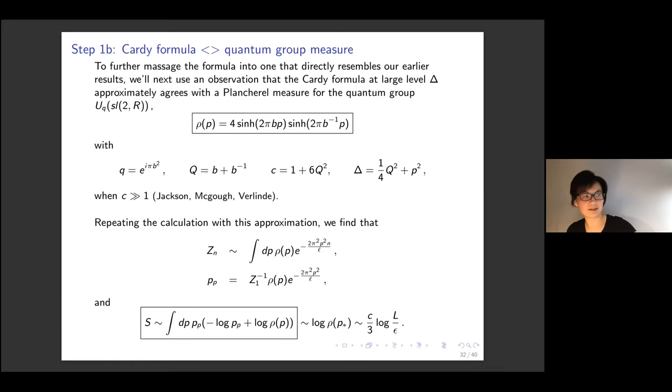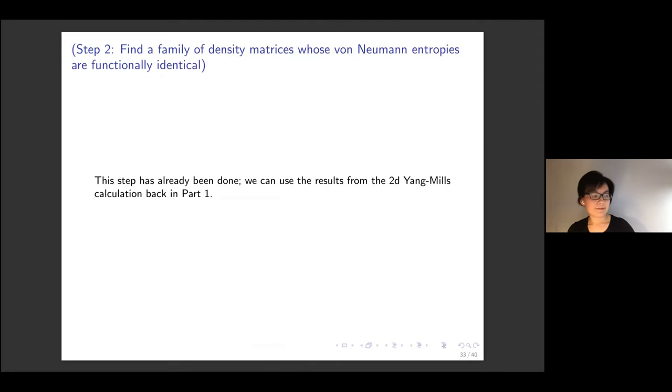So if we now repeat this open string channel calculation with this additional approximation, we get to the formula at the bottom, which is directly analogous to the one I found back in part one for vacuum JT gravity or for the 2D Yang-Mills on S1 toy model, where now the measure in this formula is the Plancherel measure of this quantum group. As a sanity check, we can again see that evaluating this measure at the peak of the probability distribution gives back the famous c over 3 log L over epsilon.